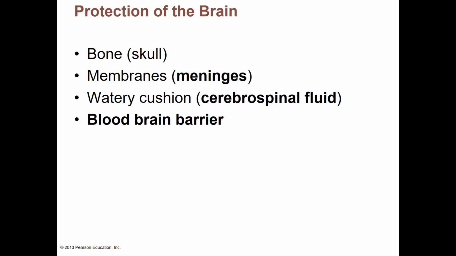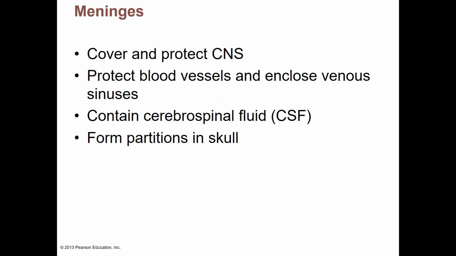So the meninges cover and protect the central nervous system. That includes the spinal cord as well. It protects all the blood vessels that are going to bring oxygen and nutrients to the brain. It encloses any of the venous sinuses that are containing extra cerebrospinal fluid. They contain cerebrospinal fluid themselves, and they do form little partitions in the skull. So it allows our skull to have little areas.